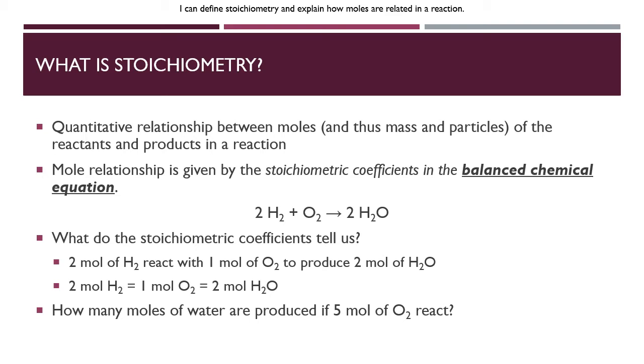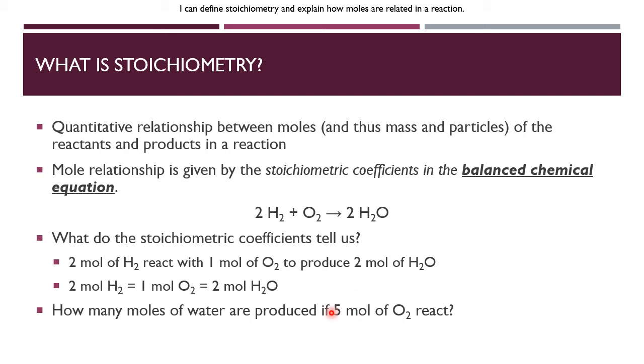So a basic stoichiometry question, and this one here won't even require any significant calculation, we'll be able to do it in our head. How many moles of water are produced if 5 moles of oxygen, O2, react? Well, thinking about what these ratios, these stoichiometric coefficients tell us, for every 1 mole of oxygen that reacts, we will get 2 moles of water. So it's a 1 to 2 ratio, 1 mole of oxygen for 2 moles of water.